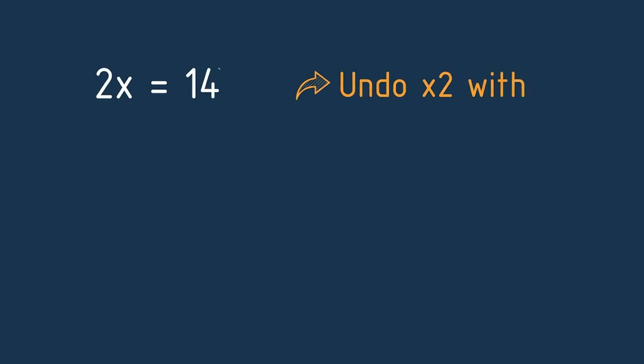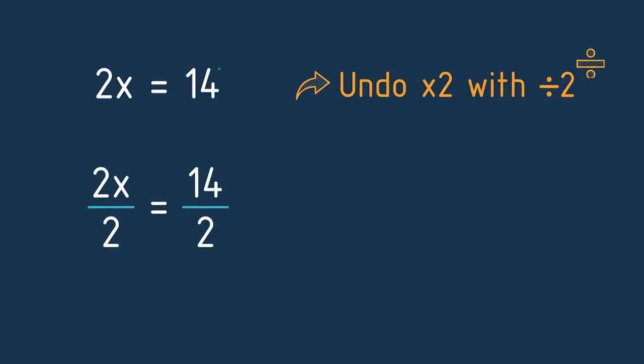2x equals 14. Here, x is multiplied by 2. To undo multiplication, divide by 2. Write 2x divided by 2 equals 14 divided by 2. That gives x equals 7.